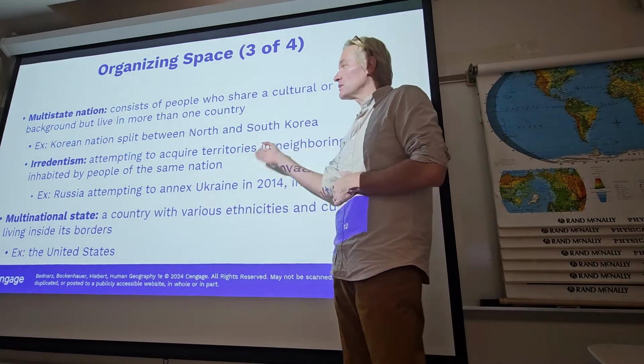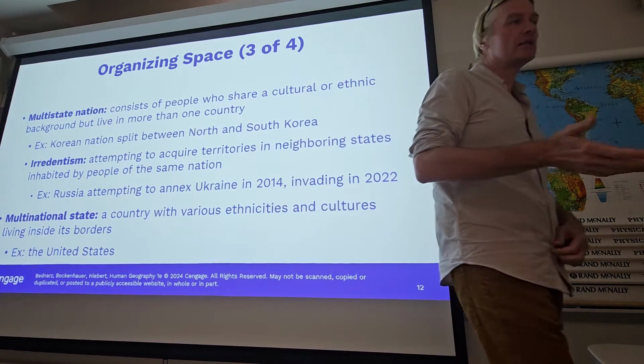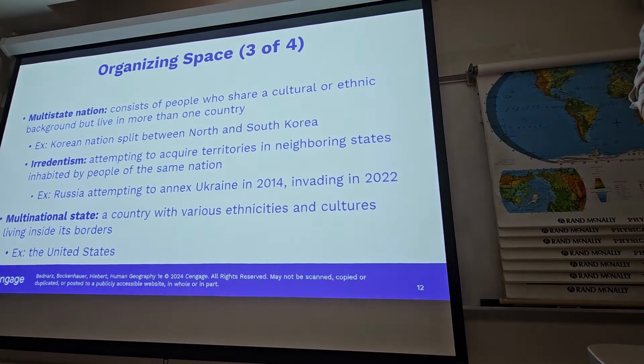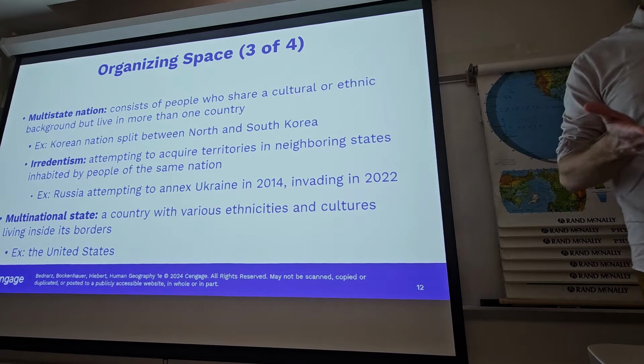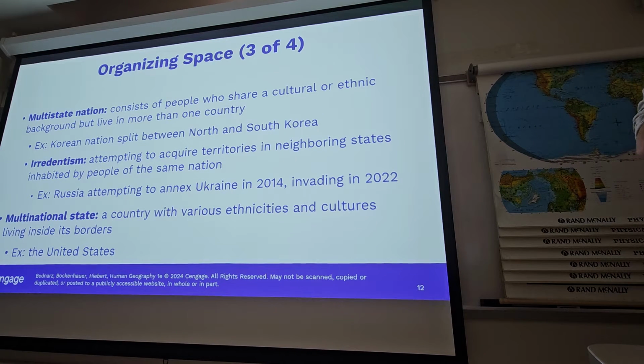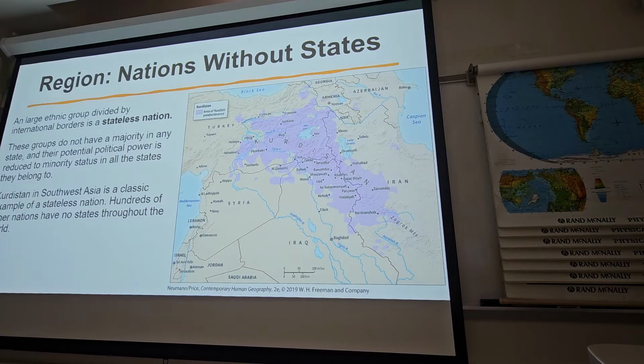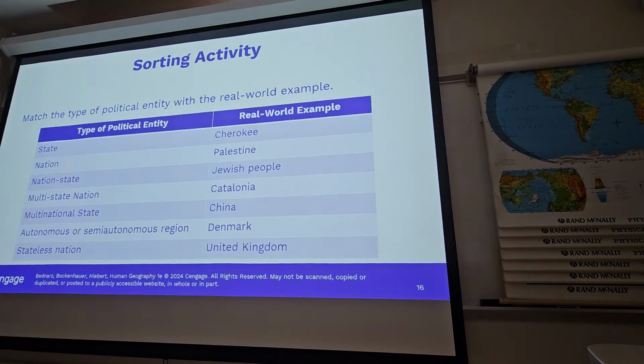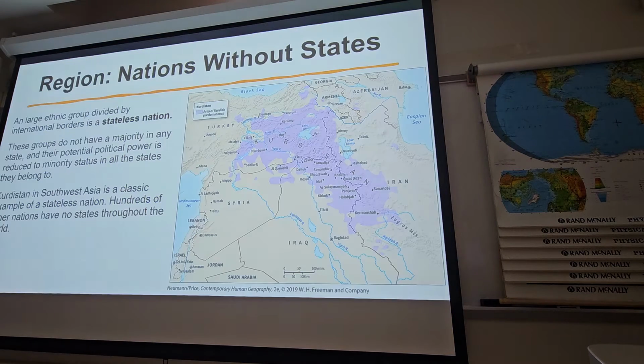Irredentism. This is on the news when they're talking about Ukraine and stuff. Irredentism is, well, as you can see, attempting to acquire territories in neighboring states inhabited by people of the same nation. What does that mean? Do I got a map somewhere? I don't, so I'll just talk it through.